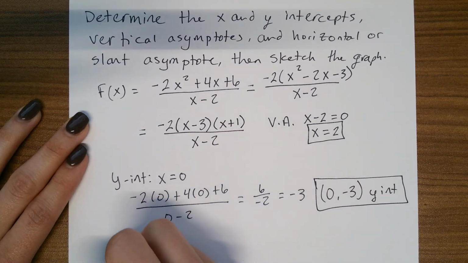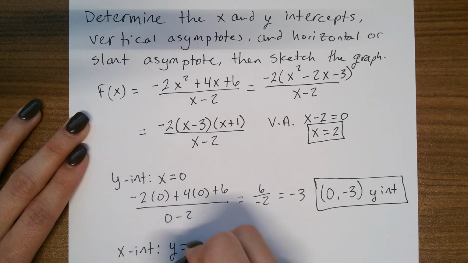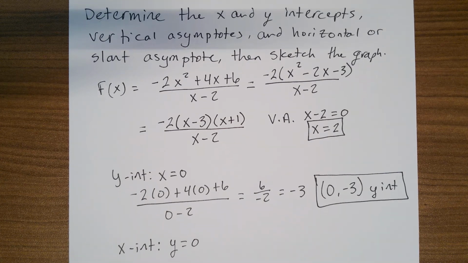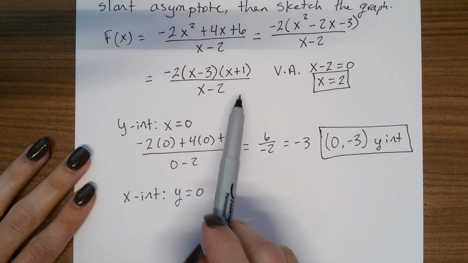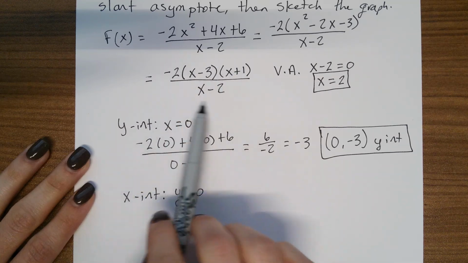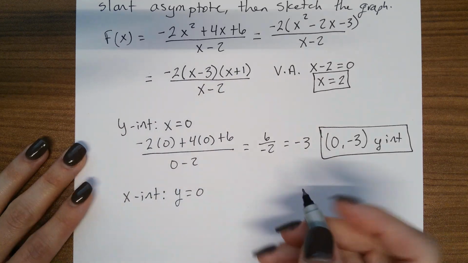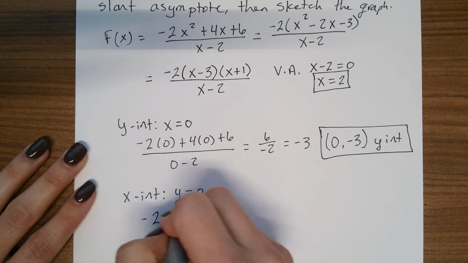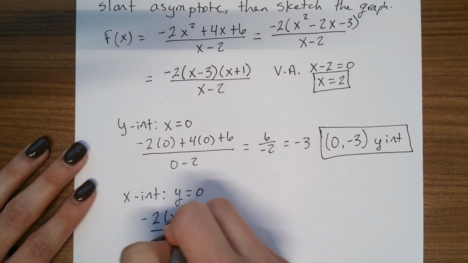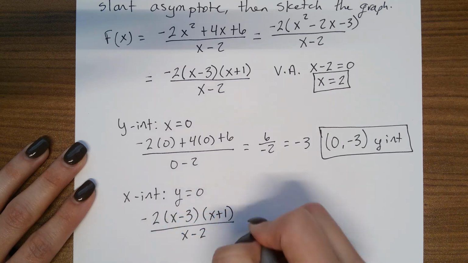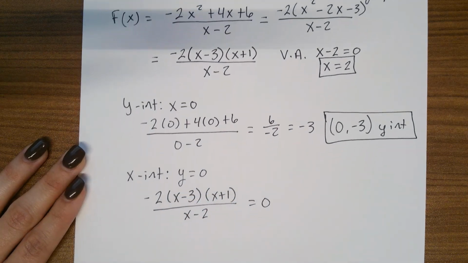And we can find our x-intercept. This is what we get when we set y equal to 0 or set the function equal to 0. So here I'm going to take the factored form and set it equal to 0 because I'll have to factor it anyways. So I have negative 2 times x minus 3 times x plus 1 over x minus 2, and I'm going to set that equal to 0.